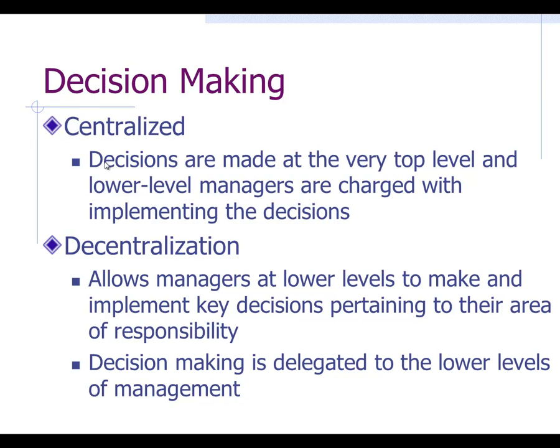So most of your larger companies are going to have what we call decentralization. What happens in decentralization is that decision making is going to be pushed down to the lower levels. So it allows managers at the lower levels to make and implement key decisions pertaining to their areas of responsibility. And the decision making is delegated to those lower levels of management.